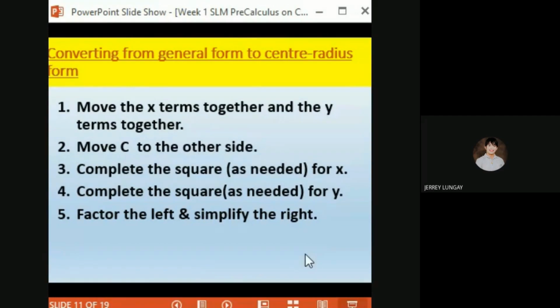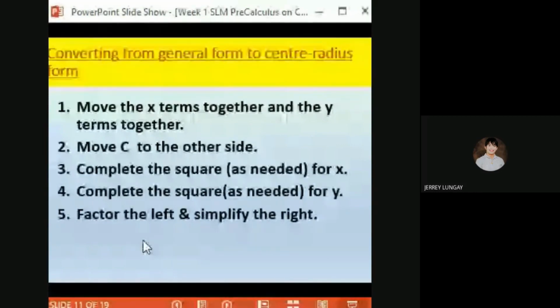Okay, this is one of the major objectives that we're going to tackle, class: converting from general to standard form. In general form, the right-hand portion should be equal to what? Zero. Very good. In standard form, the right-hand portion becomes r squared. R squared is arbitrary, class. It can be substituted by any number.